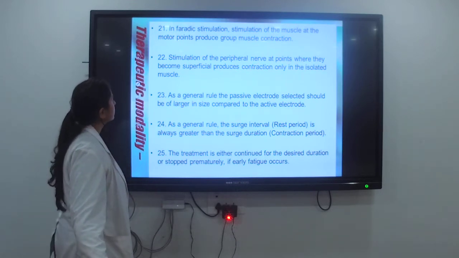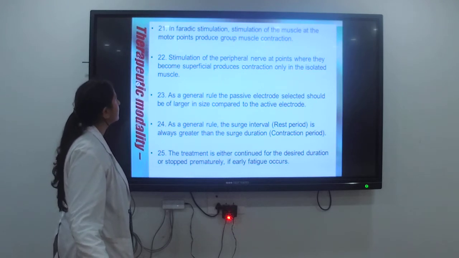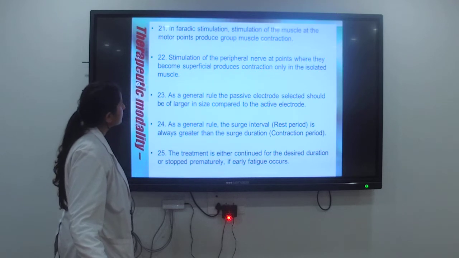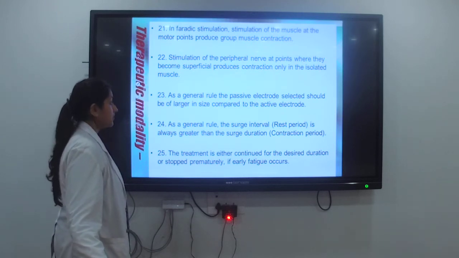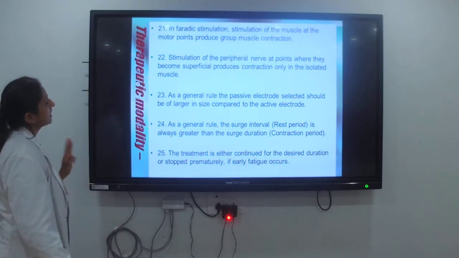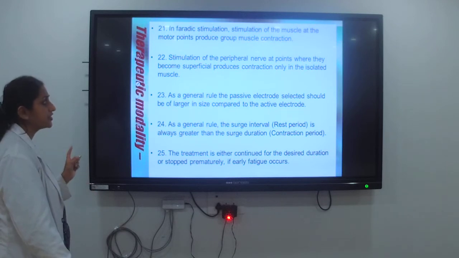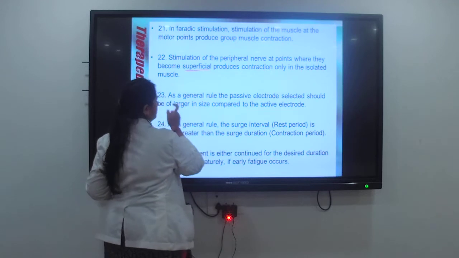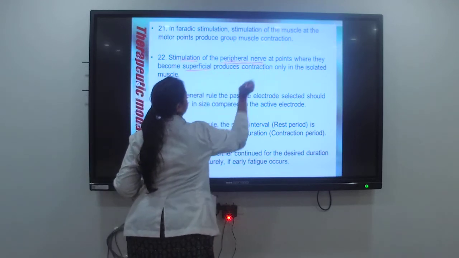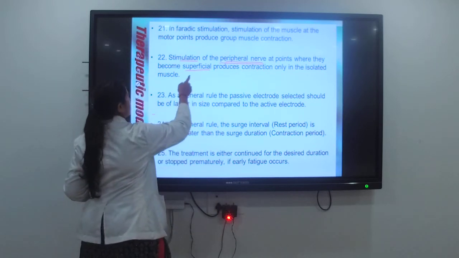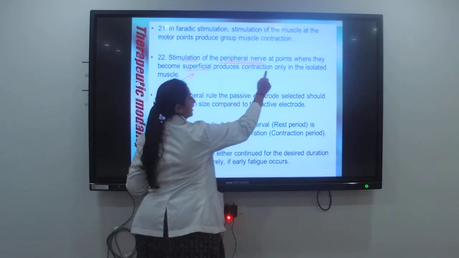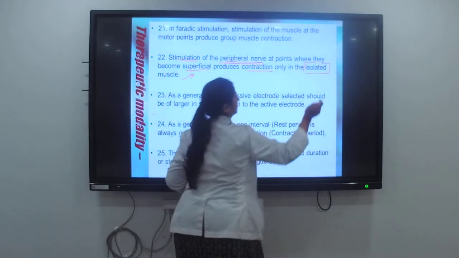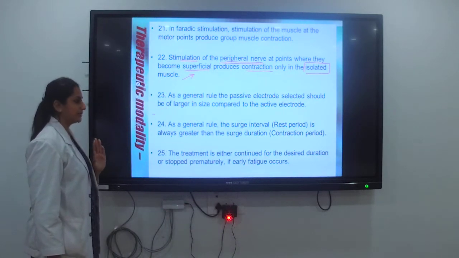Okay. Now coming to the next point: stimulation of peripheral nerve at points where they become superficial produces contraction only in isolated muscle. Okay, I repeat this point again. Here there are three important words which you need to remember: stimulation of peripheral nerve at points where they become superficial. So you need to stimulate the peripheral nerve where it becomes more superficial. What it does is that it produces contraction in what manner? In an isolated manner. Okay, so these three words are very important.